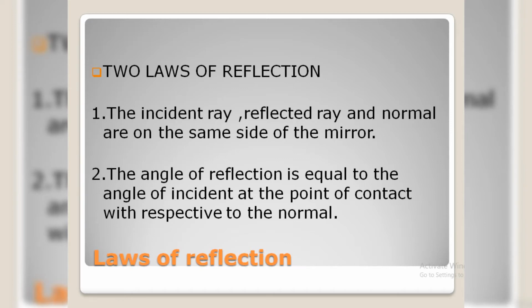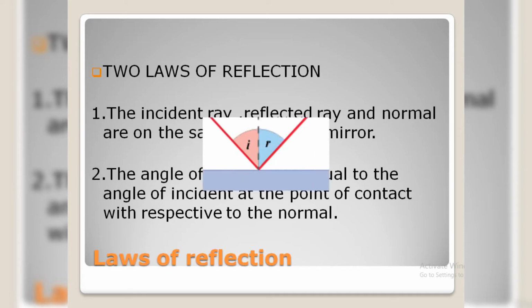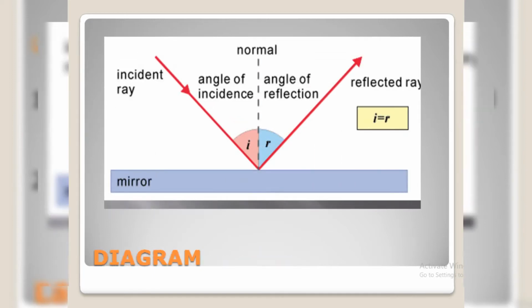What are the two laws of reflection, sir? The incident ray, reflected ray, and normal are on one side of the mirror. This is the first law. And second, the incident angle is equal to the reflected angle at the point of contact with respect to normal. These are the two laws of reflection, sir. We are going to discuss these two laws of reflection.